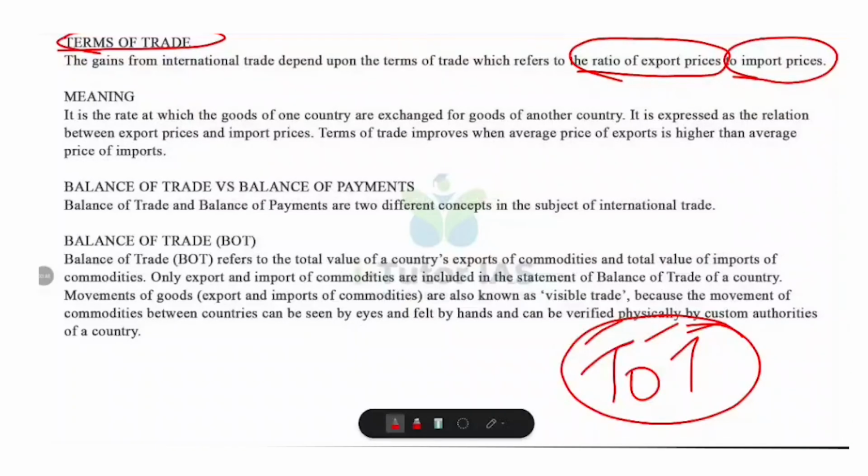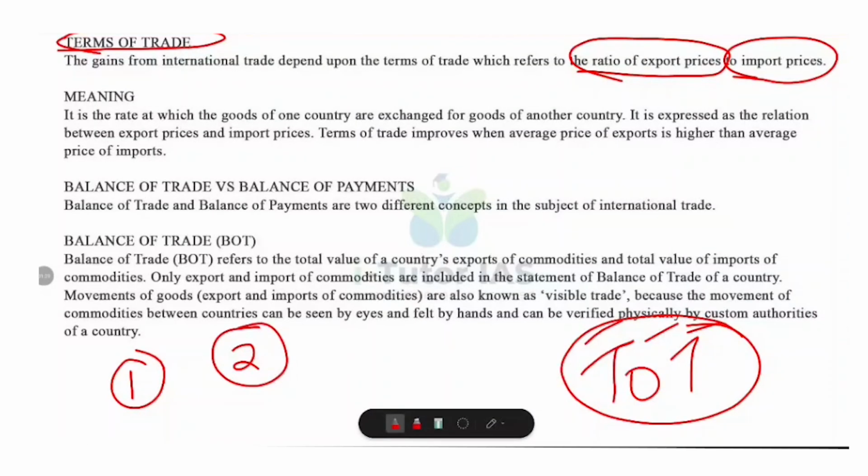Do you know what are the importance of TOT? Okay, I'll tell you one by one. Indicator of gain. That means if TOT improves, export prices are high relative to import prices. If TOT improves, the country can buy more imports from the same export, gaining from trade. And if TOT deteriorates, that means export prices fall relative to import prices, then the country loses purchasing power, making trade less beneficial. Okay, that is the first importance.